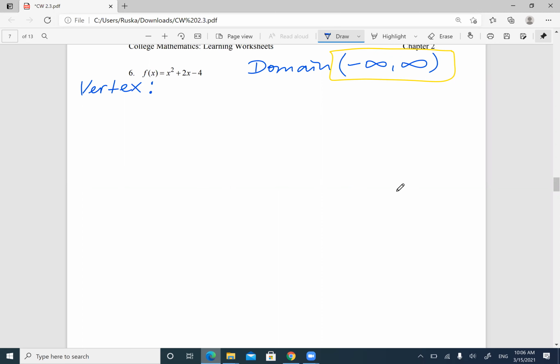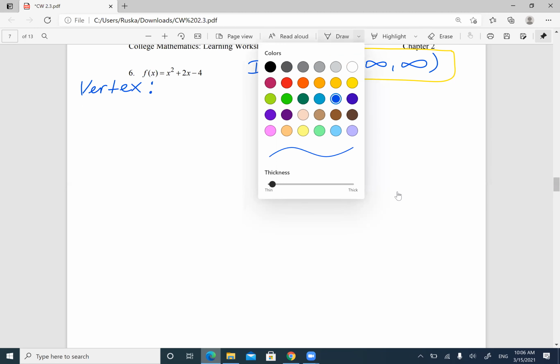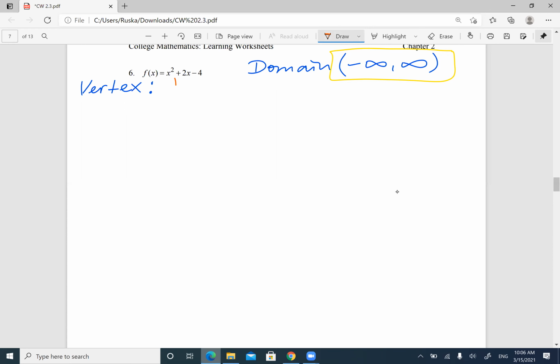So finding the vertex, if we have the equation in standard form, we're not just going to look at the numbers there to find h and k. We're going to use the vertex formula, okay? The formula is h equals negative b over 2a. That's the formula for h, and k is f of h. These are the formulas, and this is how you do it.